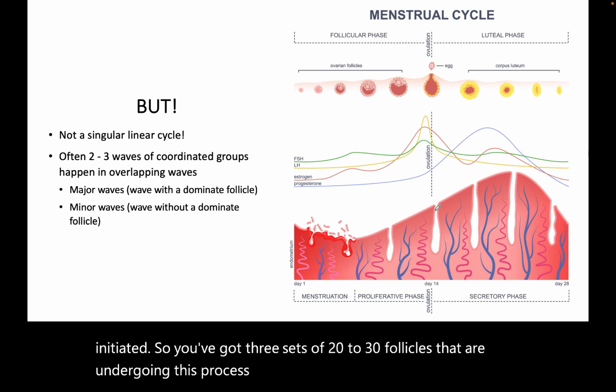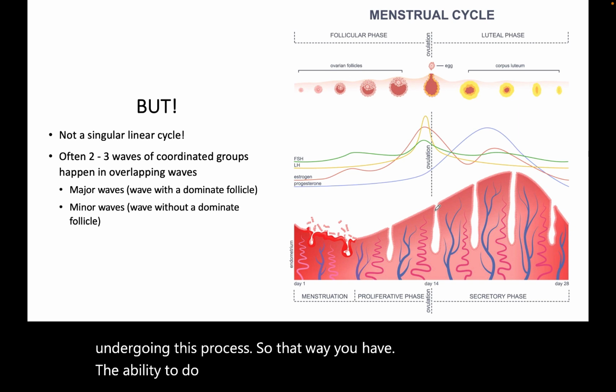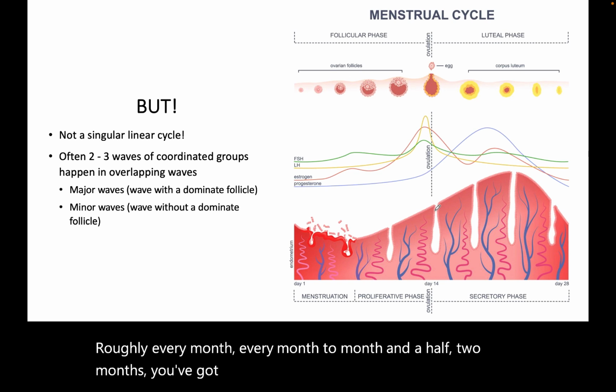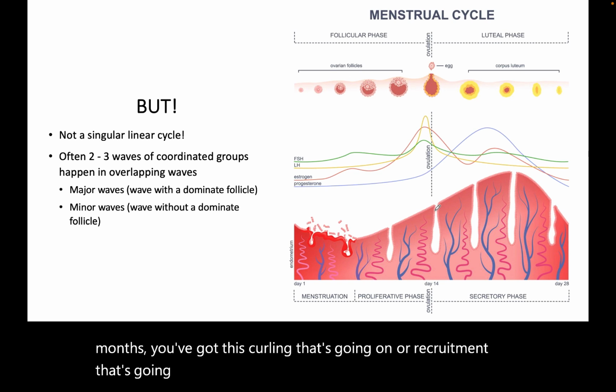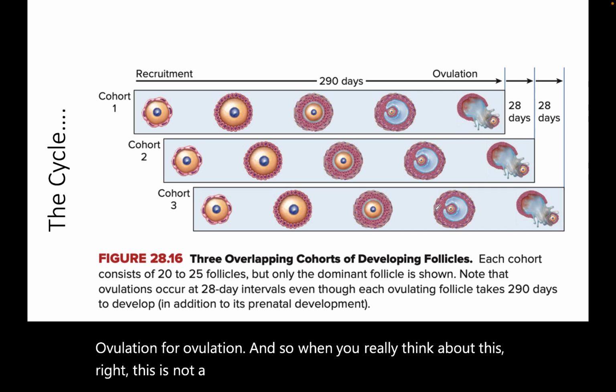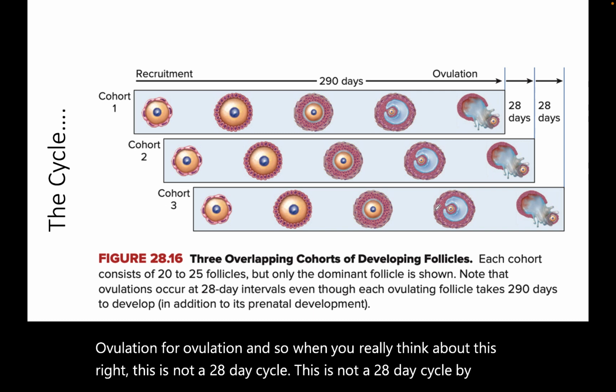So that way you have the ability to do ovulation roughly every month to month and a half, 2 months. You've got this recruitment going on to prepare that next Graafian follicle for ovulation. And so when you really think about this, right, this is not a 28-day cycle. This is not a 28-day cycle by any stretch of the imagination.